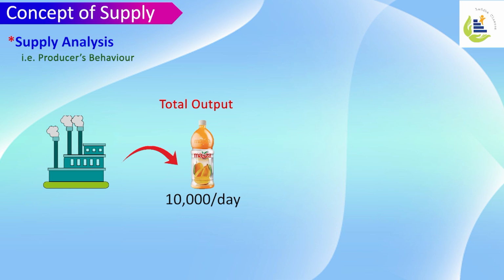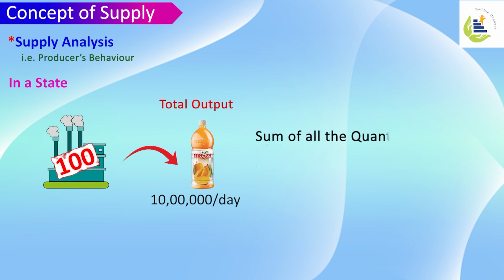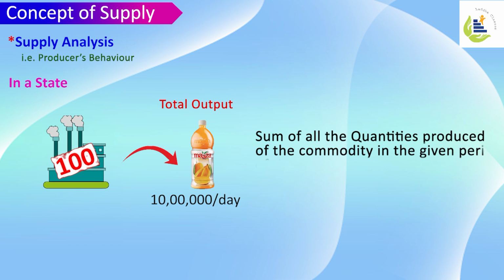If I want to see this total output state-wise, if there are 100 similar factories producing a total of, let's say, 100,000 bottles, then that will be the total output for the state. Similarly, I can go to the nation. So what is total output? It is the sum of all the quantities produced for the specific commodity in a given period of time in the economy.